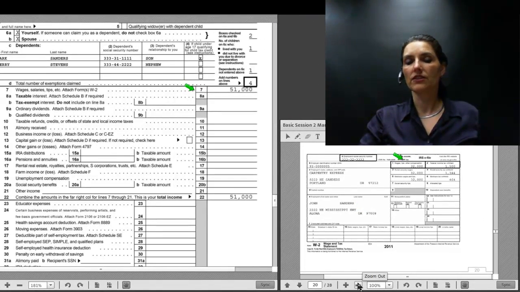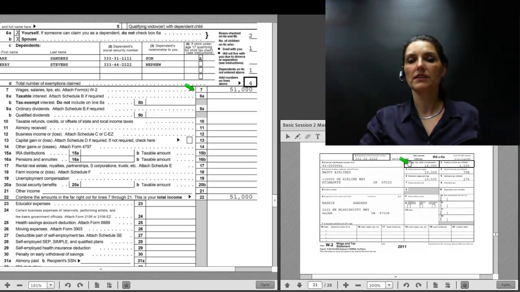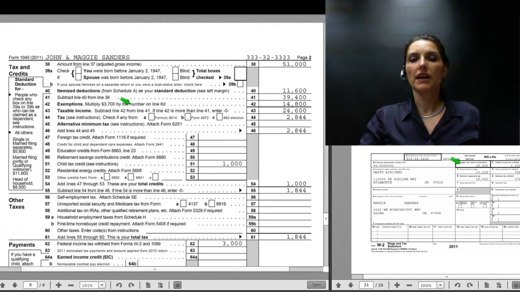On page 2, we have the adjusted gross income carrying from page 1. That's $51,000. The Sanders are married filing a joint return that gives them a standard deduction of $11,600, which we enter on line 40. We subtract line 40 from line 38, and we get $39,400.